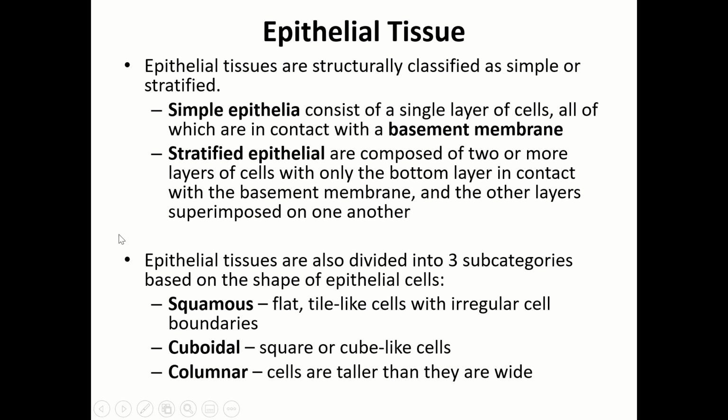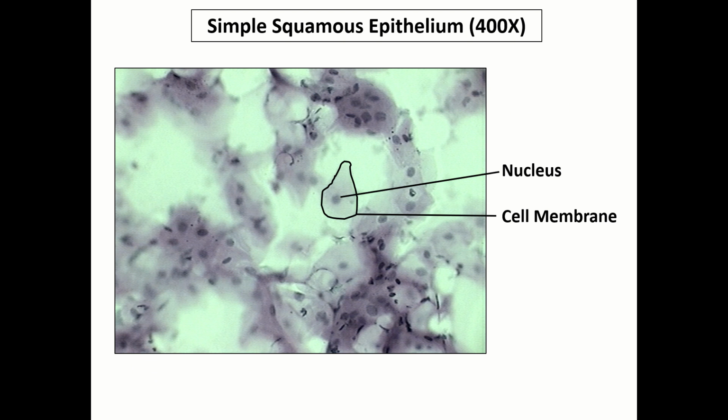You'll also refer to the names of epithelial tissues based on the shapes of cells that are present. Squamous cells are flat, cuboidal cells are square or cube-like, and columnar cells are taller than they are wide, like columns. In the first example that we look at, we see simple squamous epithelium. Please note that with each of these images, you'll see the total magnification at which the image was generated. So this was 400 times magnification, so this is zoomed pretty closely in.